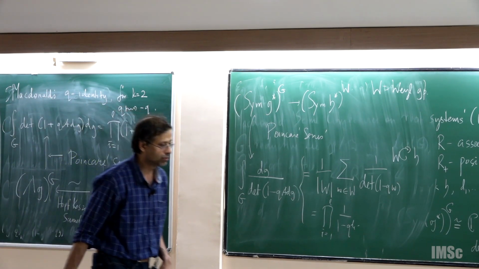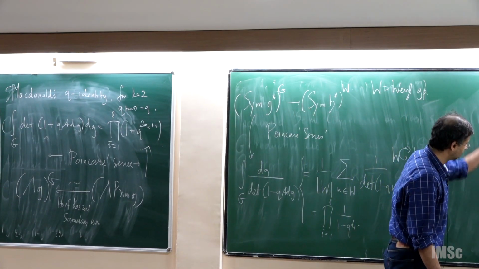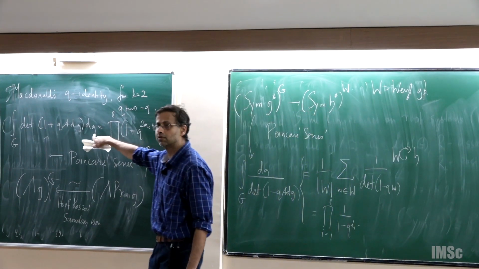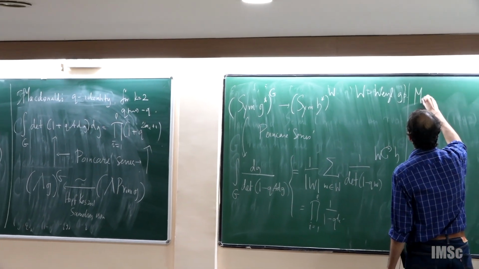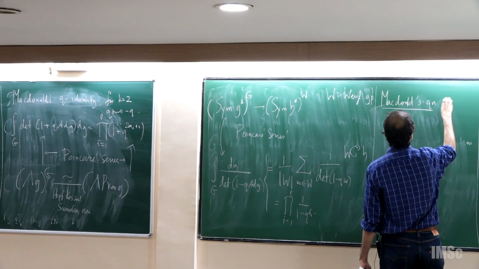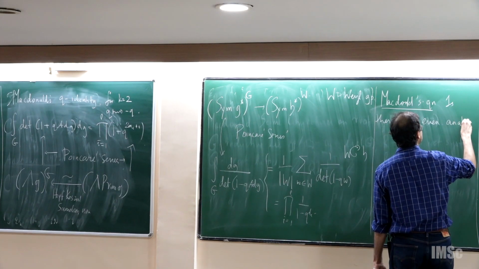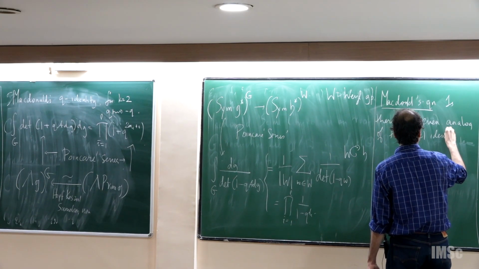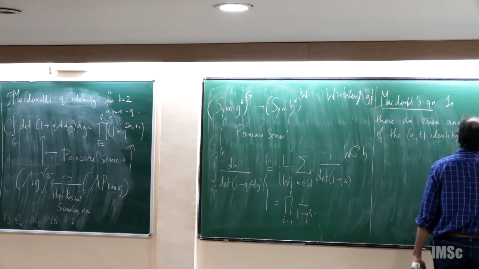So with this, I can motivate Macdonald's question. Macdonald's question was whether there is an even analog of his Qt identity, the same way as this identity is an even analog of that. That was Macdonald's question: is there an even analog of the Qt identity? And conjecturally there is, and let me write it down.